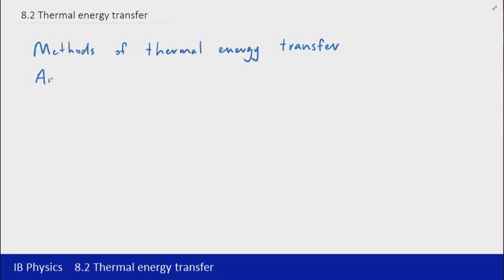Now, these methods you probably have come across before, but we just need to make sure that we've got those basic processes under control. There's a couple of things that might be slightly different from the way that you've heard these types of thermal energy transfer being explained. But to start off with, we just need to identify that any object with a temperature above absolute zero is going to have internal energy.